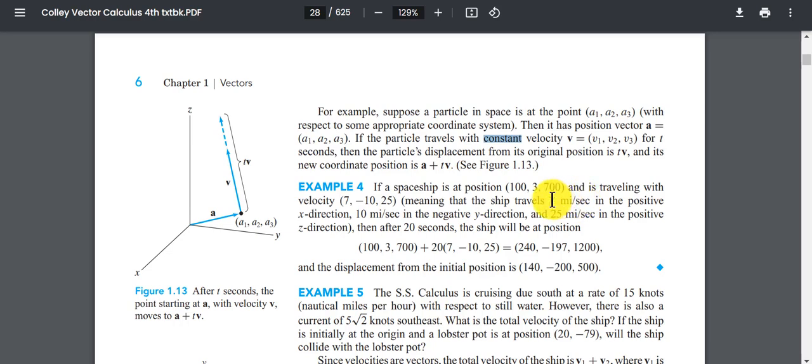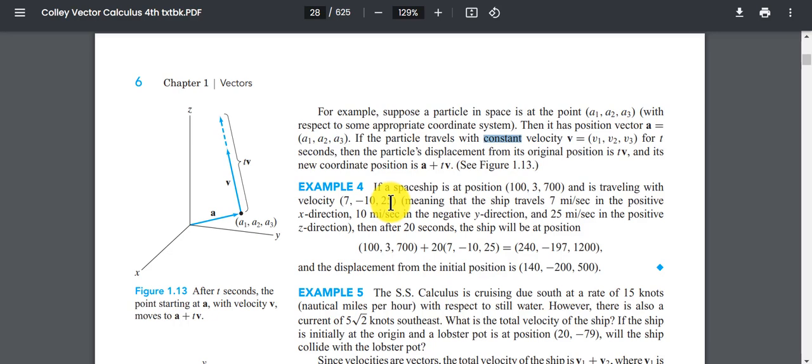And so it means it's traveling 7 miles per second, for example, in the positive x direction, 10 miles per second in the negative y direction, and 25 miles per second in the positive z direction. So that's what these mean.